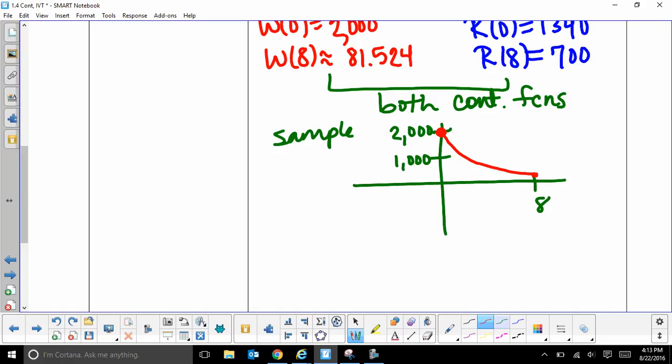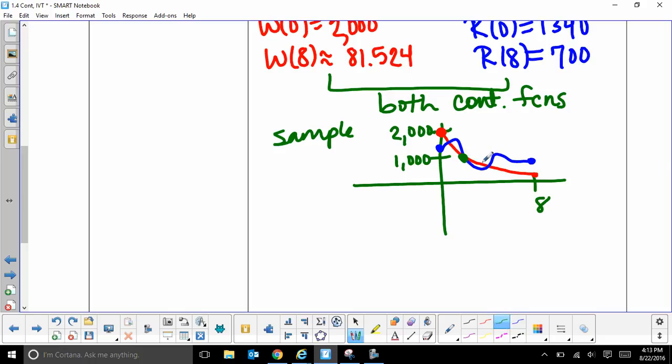But if you haven't pulled up your graphing calculator yet, this is just a sample. R of 0 was 1340, so that might be like here-ish. And then R of 8 was 700, so maybe here-ish. And you connect the dots. We have no idea what happens. We really don't, unless we want to plot all the values in between, and still, like we talked about, in between, we don't know. I know at the very least that to get from one to the next, they had to cross once. But this is a sample example where they crossed several times.